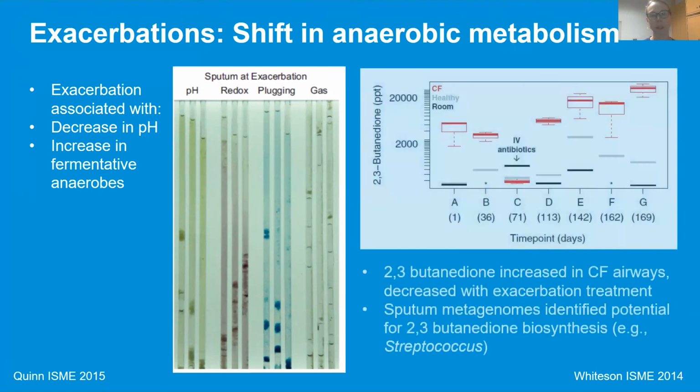The same group, in a study led by Katrina Whiteson, measured CF breath metabolites with gas chromatography and identified elevated levels of this volatile metabolite 2,3-butanedione in CF airways, shown here in red, compared to healthy controls in gray. These levels then decrease with antibiotic treatment for exacerbation. Metagenomic sequencing of sputum samples from these same patients then identified bacteria with the potential for 2,3-butanedione synthesis, in particular Streptococcus. And the authors proposed a model through which 2,3-butanedione may contribute to CF exacerbations, including potentially causing direct lung damage or by acting as a signaling mechanism to other bacteria, for example, triggering phenazine production by Pseudomonas.